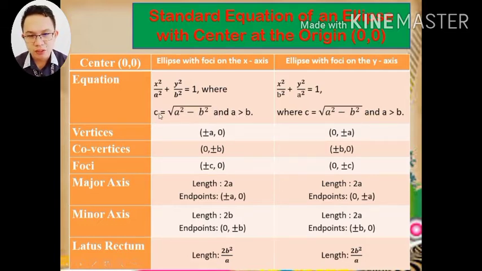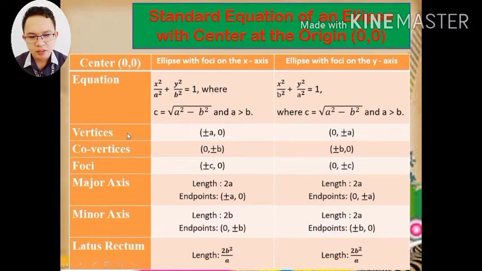Yung c rito is the foci. Okay? A is always greater than b. Pero pag ang ellipse ay vertical, ang equation ay x squared over b squared plus y squared over a squared is equal to 1. To get the value of the foci, c is equal to square root of a squared minus b squared, and a is always greater than b. So mas malaki palagi si a. So these are the different formulas na dapat ninyong i-memorize, dapat mong itandaan.